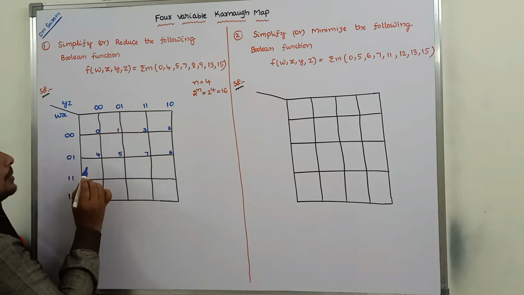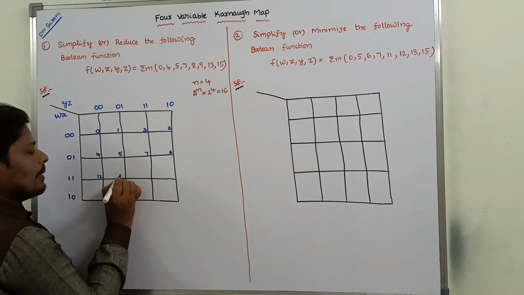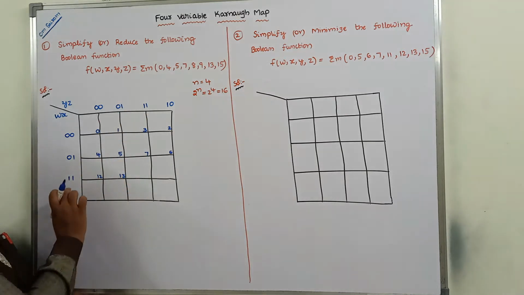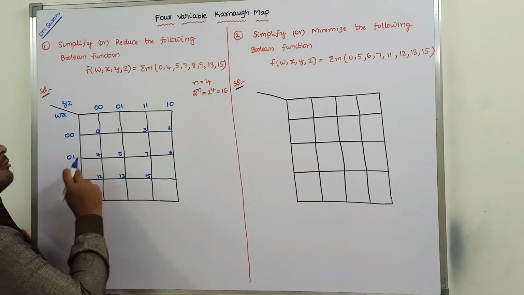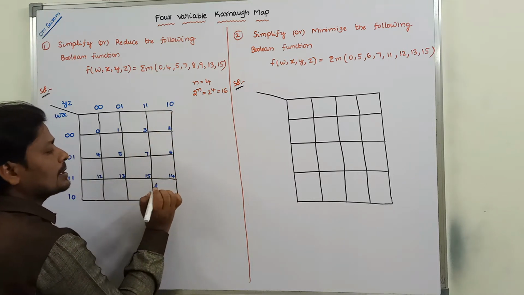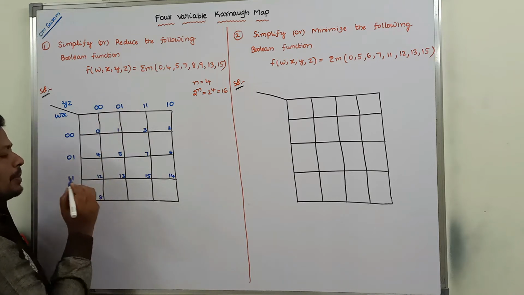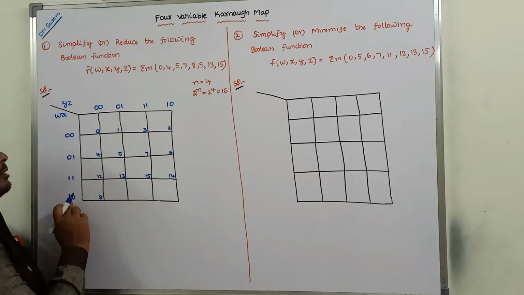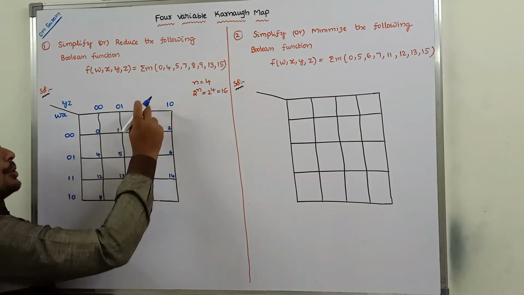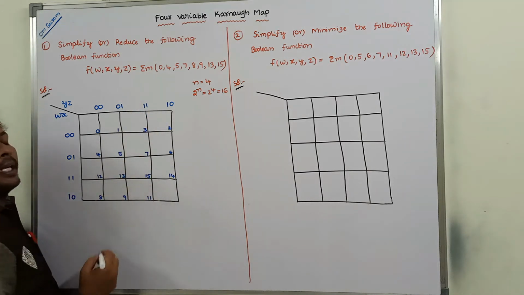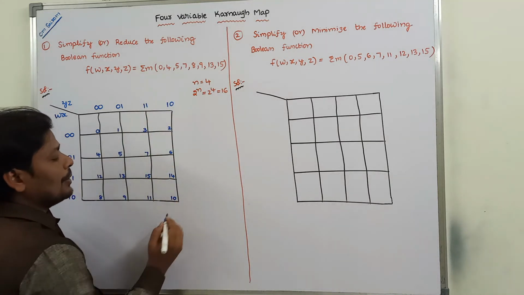1 1 0 0 represents the decimal equivalent value 12. 1 1 0 1 represents 13. 1 1 1 1 represents 15. 1 1 1 0 represents 14. 1 0 0 0 represents 8. 1 0 0 1 represents 9. 1 0 1 1 represents 11. 1 0 1 0 represents 10.